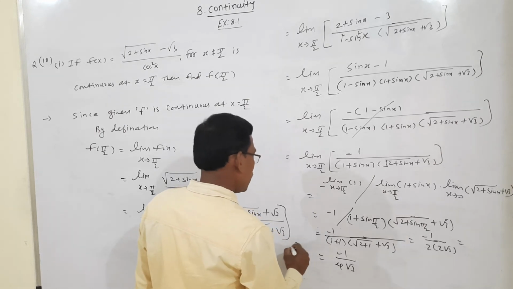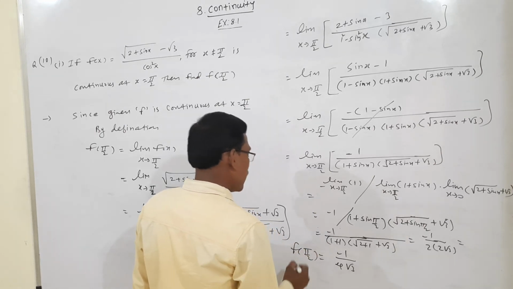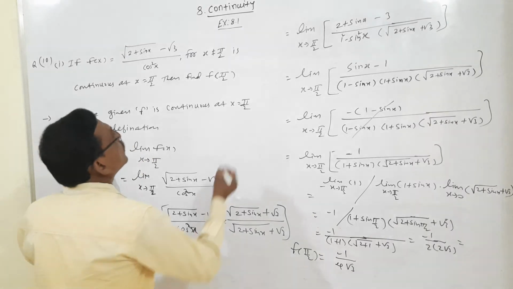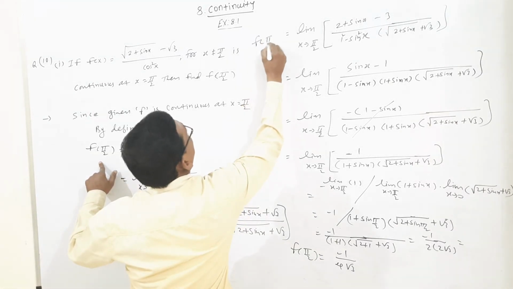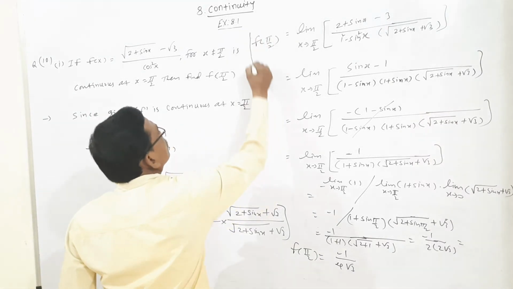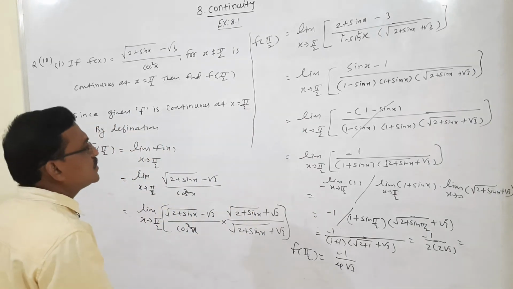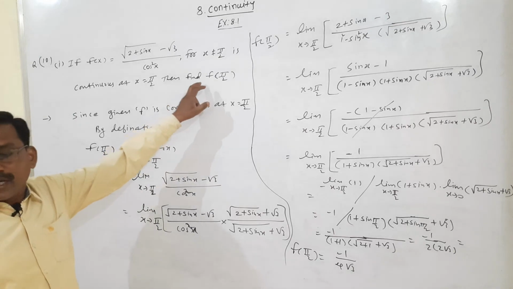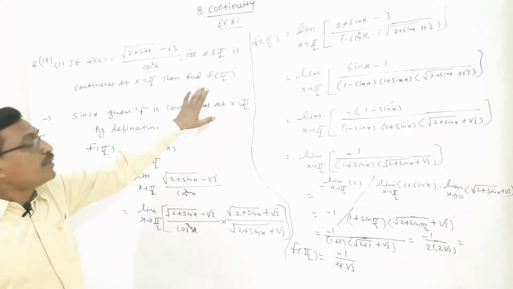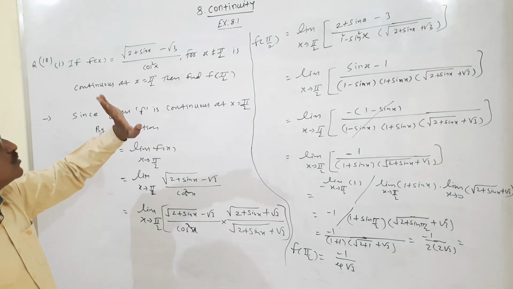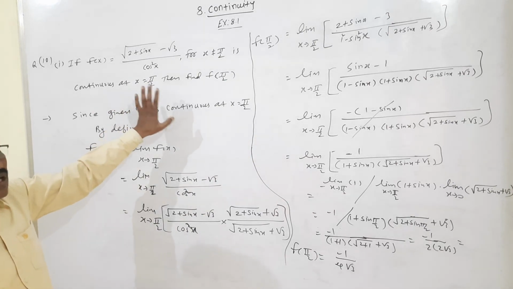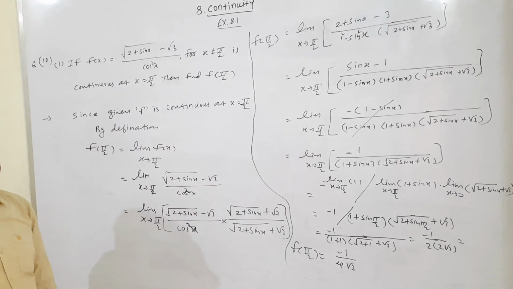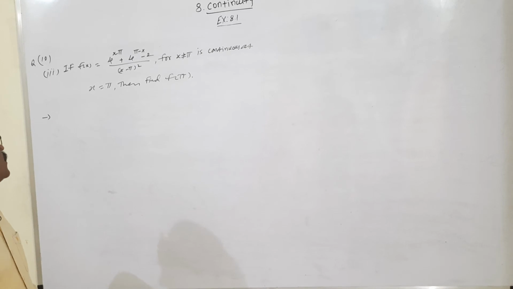So this is f of pi by 2. Actually the LHS is f of pi by 2. So it is the function. Hence we have to find f of pi by 2 whenever the given function is continuous at x equal to pi by 2.